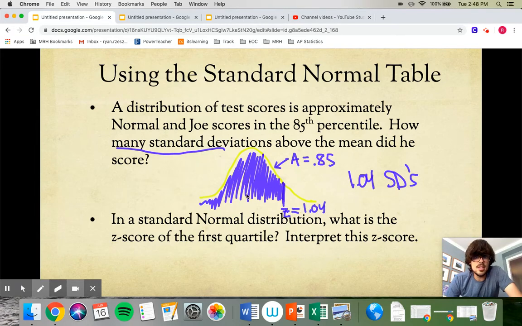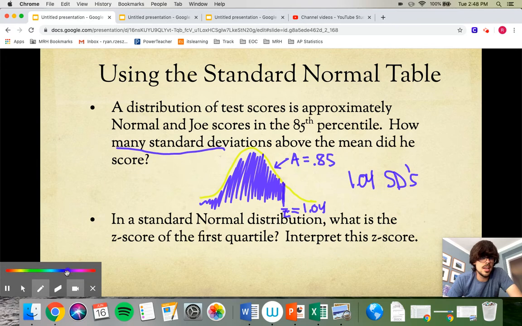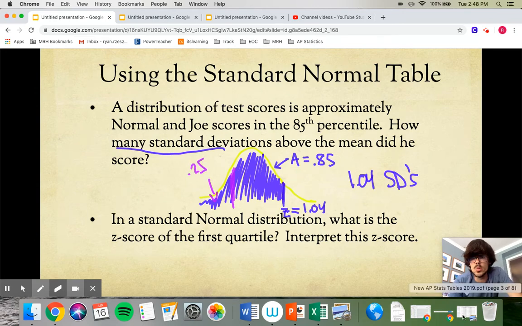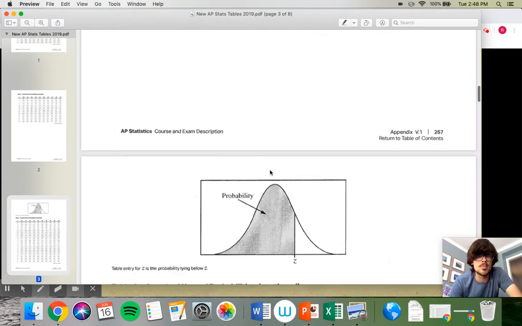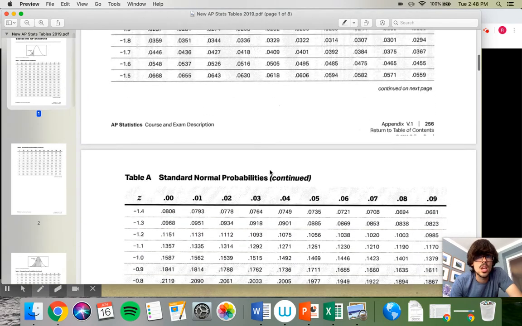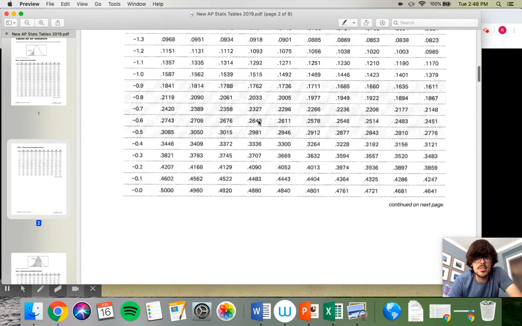All right, in a standard normal distribution, what is the z-score of the first quartile? This also is not that bad. The z-score of the first quartile is going to be somewhere over here where the area is just 0.25. So you can do the same thing looking it up in the table. You guys can pause me and try it if you like. 25%, because that's what first quartile means, appears to occur between these two values right here.